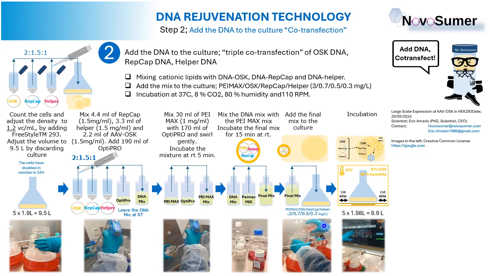The detergent is the agent that makes it possible. Okay? So we add, as I have told you, the final mix to the cells. Remember, there are 10 liters of cultures divided in five flasks, each flask having 2 liters. So we have the 5 flasks with 2 liters each, a total of 10 liters.